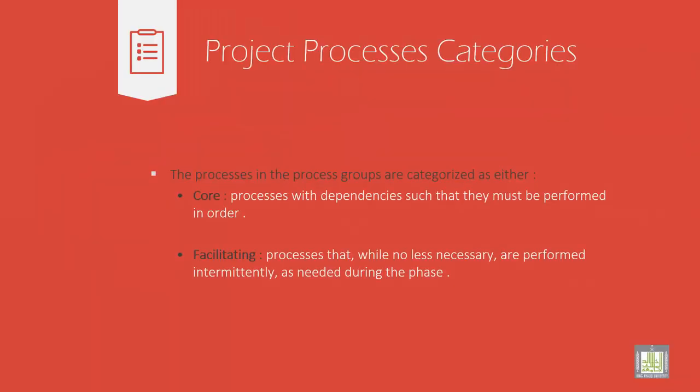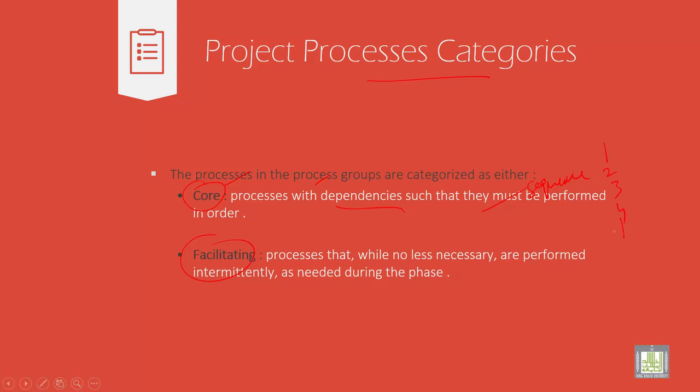Okay. Project process categories. What is the project process category? The processes in the process groups are categorized into two main factors: core and facilitating. Core processes have dependencies, such that they must be performed in order, in sequence, systematically, stage by stage, 1, 2, 3, 4, 5, like this.